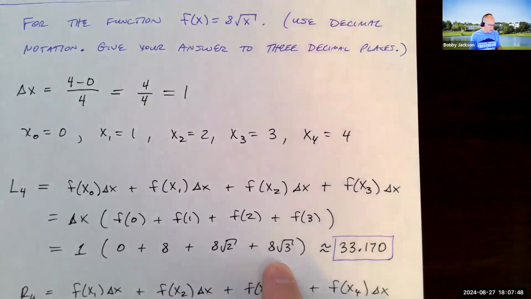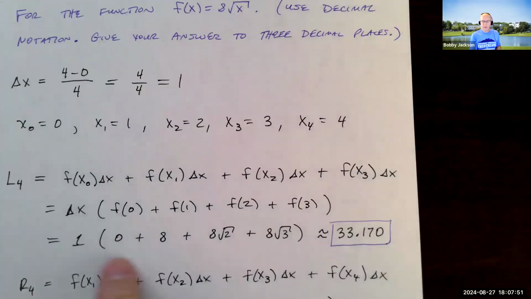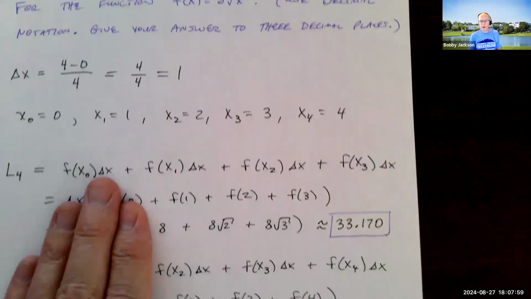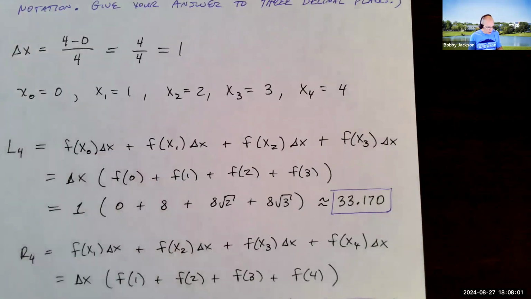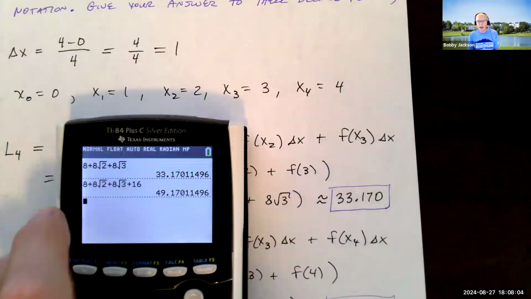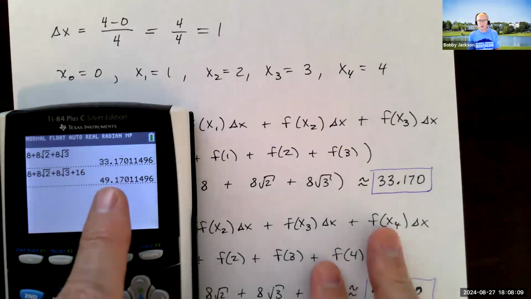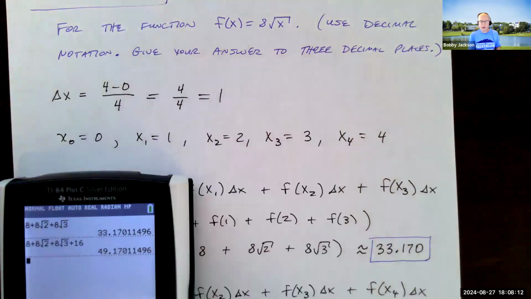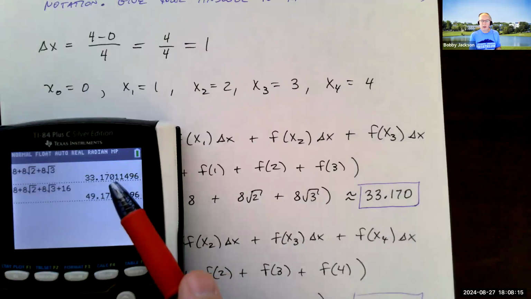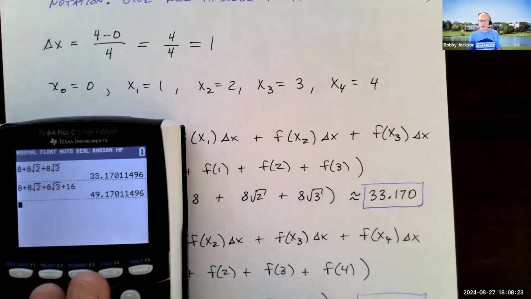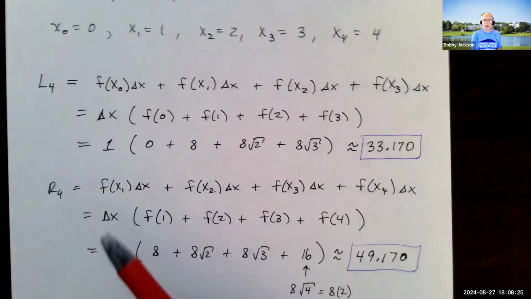And so we just need to enter this now into our calculator. Since it's 1 times all this, obviously it's just going to be all this. And of course, I can get rid of the 0. And so I just really need to add up those 3 quantities. And that's easy to do in the calculator. I've done that here at the top. 8 plus 8 root 2 plus 8 root 3 is this. And remember, they said to round to 3 decimal places. So I look to the third decimal place. The next fourth digit is a 1, so I leave it as 0, right? 33.170.